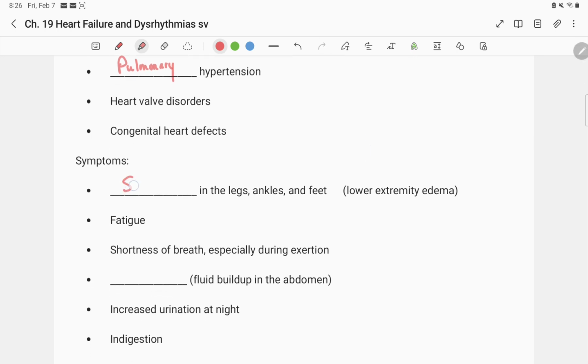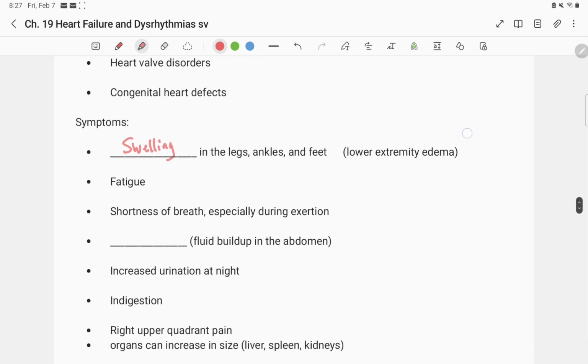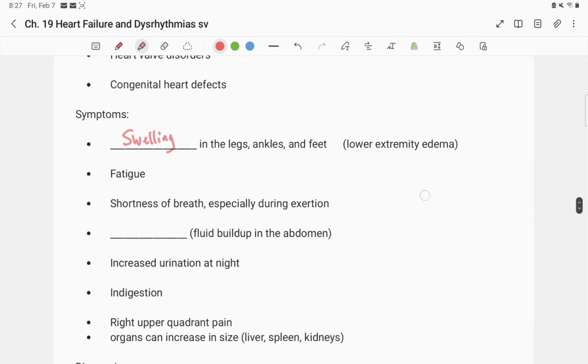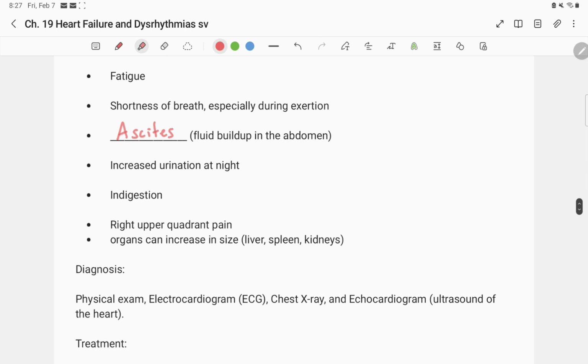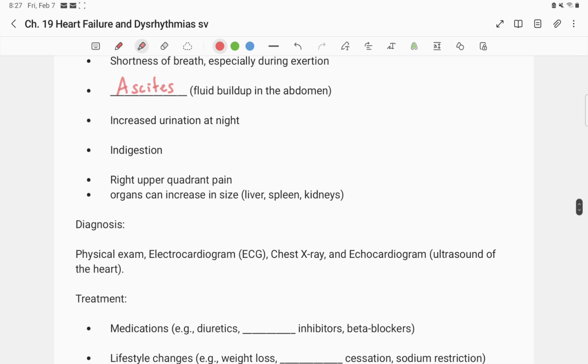Okay, symptoms: swelling in the legs, ankles, and feet. So this is lower extremity edema, fatigue, shortness of breath, especially during exertion, ascites, which is fluid buildup in the abdomen, increased urination at night, indigestion, right upper quadrant pain, and organs can increase in size, such as the liver, spleen, and kidneys.